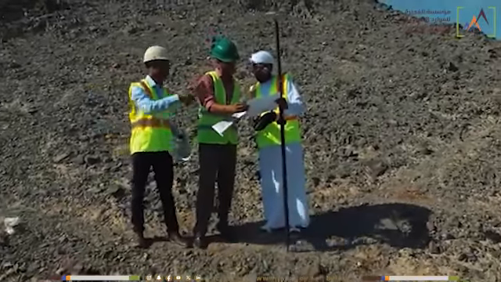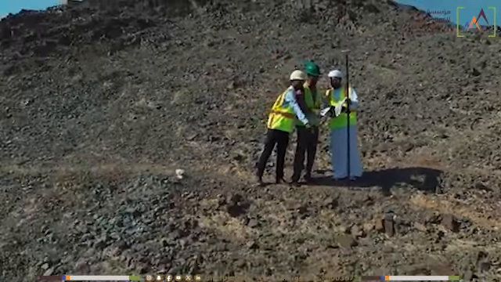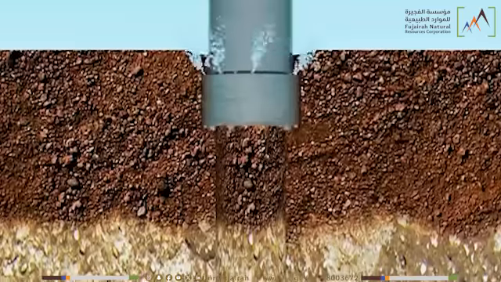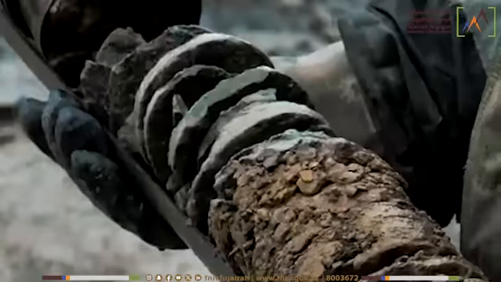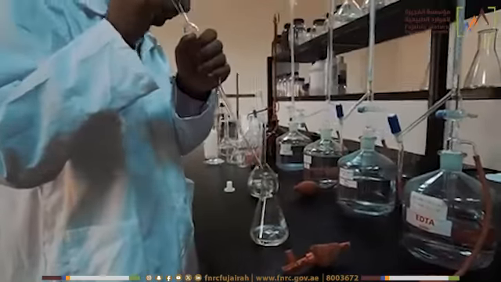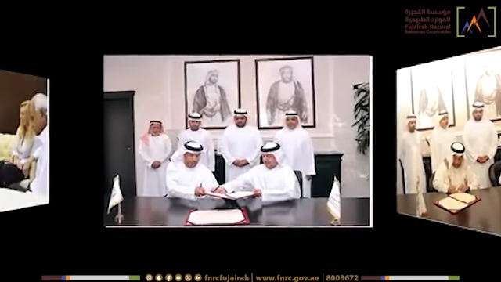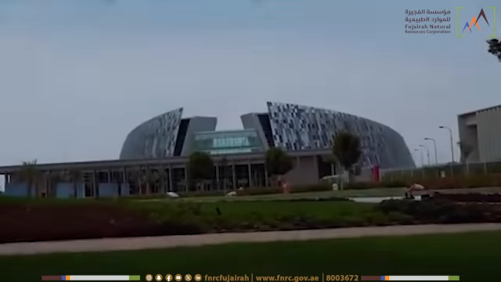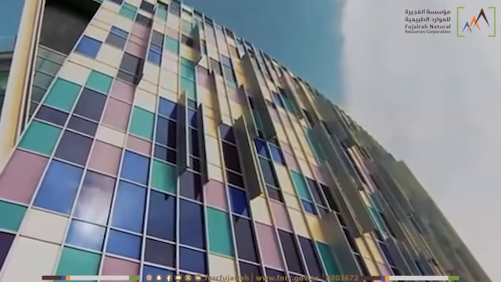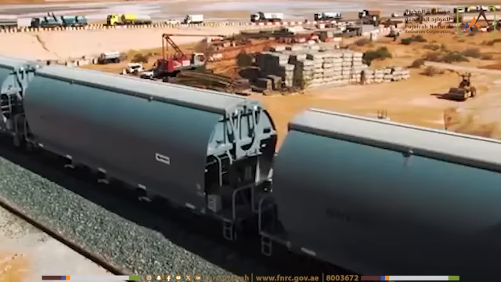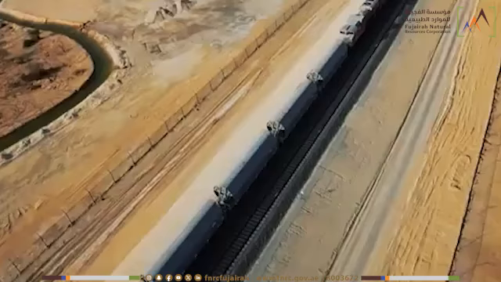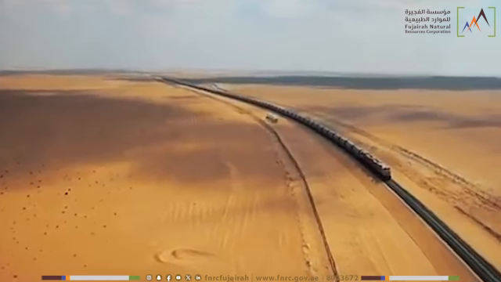The Fujairah Natural Resources Corporation has conducted geological and geochemical surveys and explored for minerals in the Emirate, encouraging scientific research and providing training opportunities for students. This has been achieved through memorandums of understanding and cooperation conducted by the corporation with universities and scientific research centers, most notably the United Arab Emirates University. Additionally, they have held workshops and courses, and furthermore, the Etihad rail network will be connecting all industrial and mining areas at the port of Fujairah and the city, at all UAE ports and GCC ports, which will be beneficial.